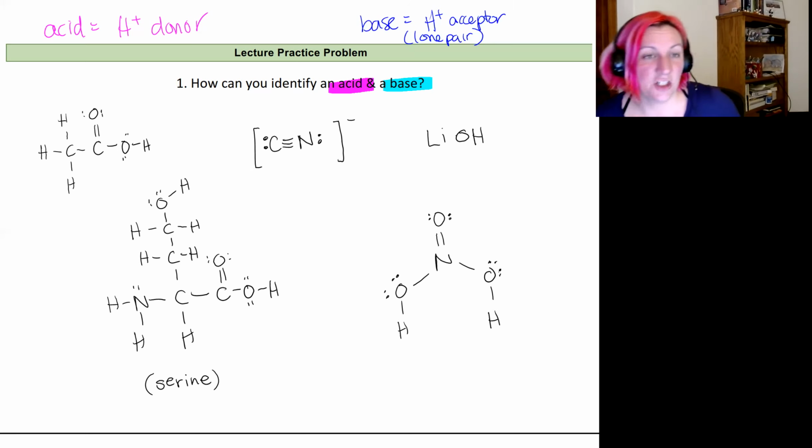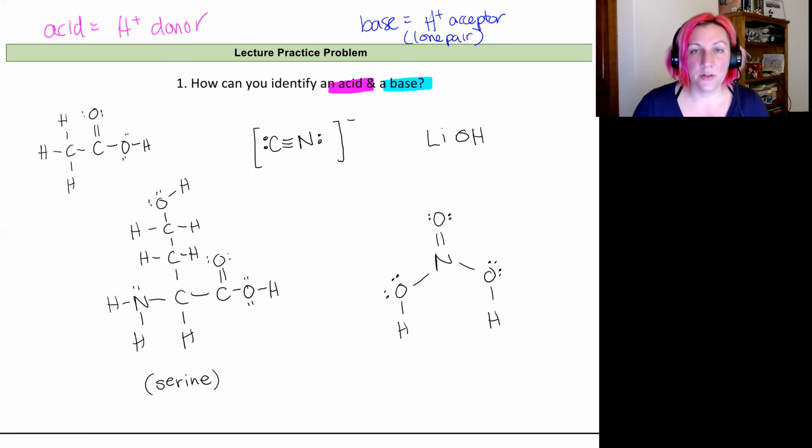Okay, hopefully you've had a chance to give that a try. Let's walk through these one at a time. Now, here is the confusing part about this. A lot of these have both lone pairs and hydrogens. Not all, but most of them. And so then you're kind of stuck with this situation of like, well, but then which one is it? So we're going to talk through a few strategies for deciding that.